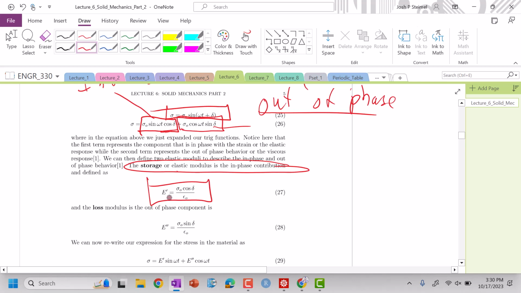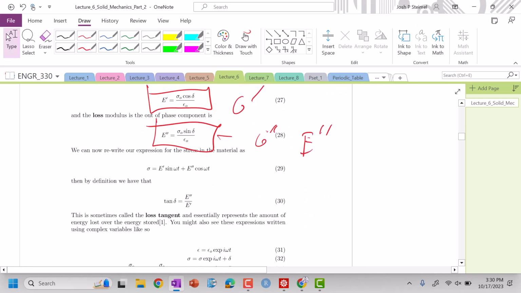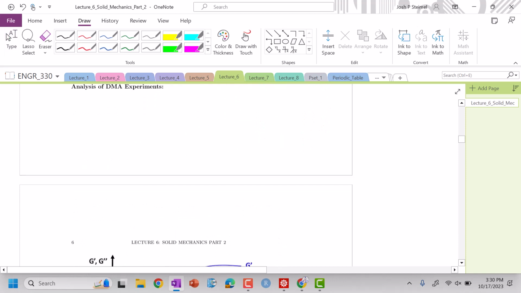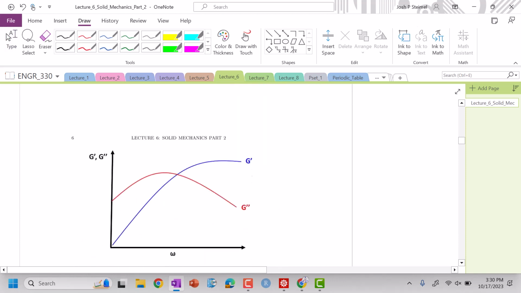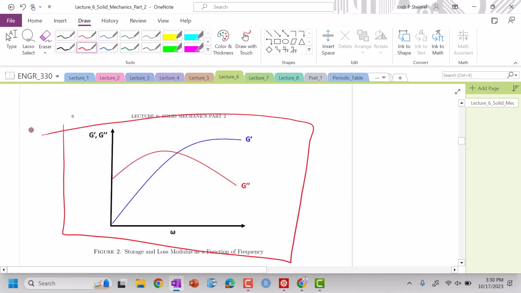The storage modulus, E prime, and sometimes you'll also see G prime, is going to be our elastic contribution. Our loss modulus is going to be G double prime or E double prime, and that is our viscous response. You can see some other definitions as well, and a loss tangent, which is different.